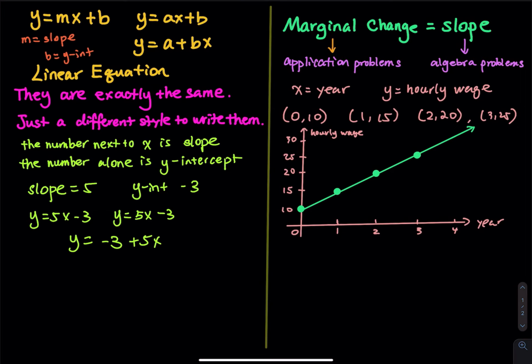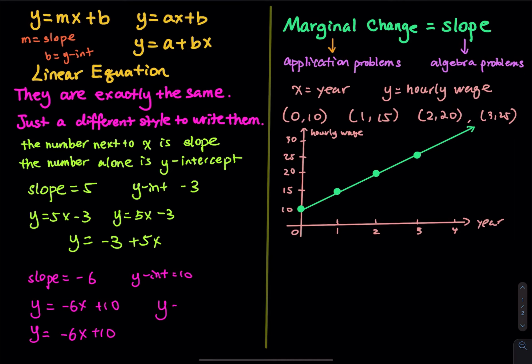So let's do something else. Let's say the slope is -6, and the y-intercept is equal to 10. y = mx + b, so y = -6x + 10. ax + b, same thing, y = -6x + 10. If you want the intercept to go first, you can do y = 10 - 6x.